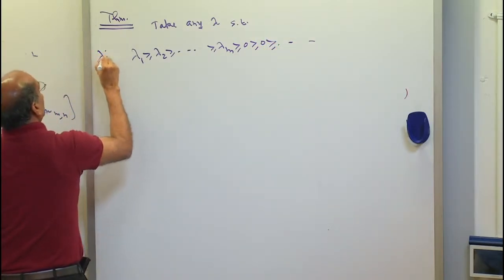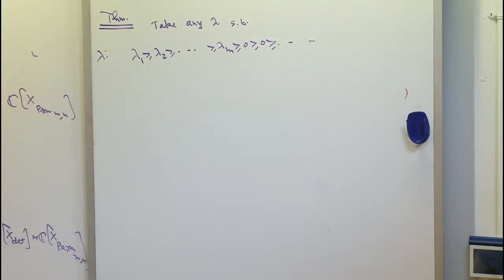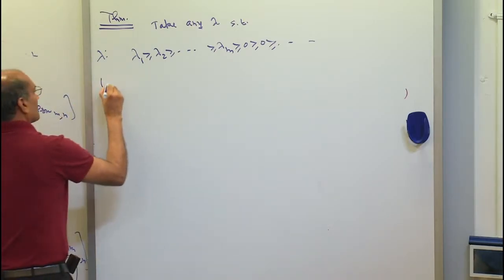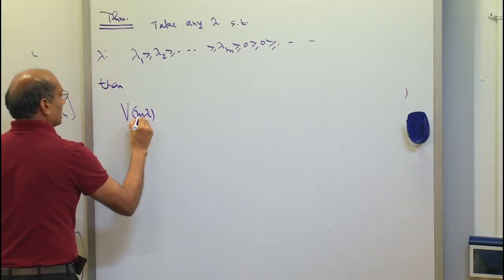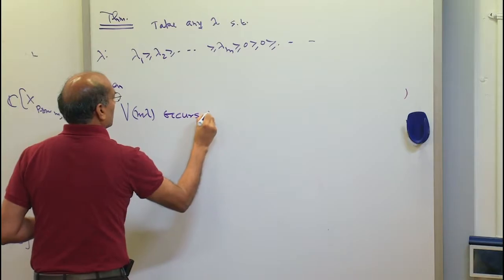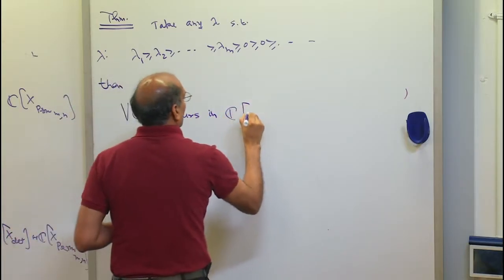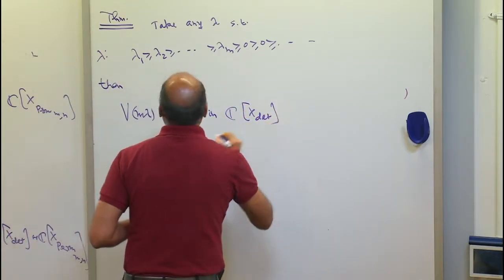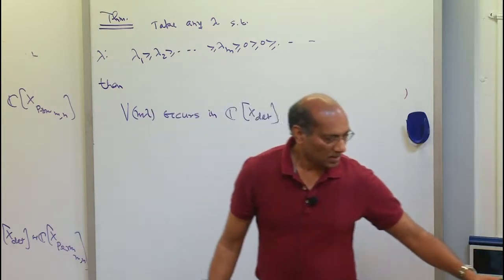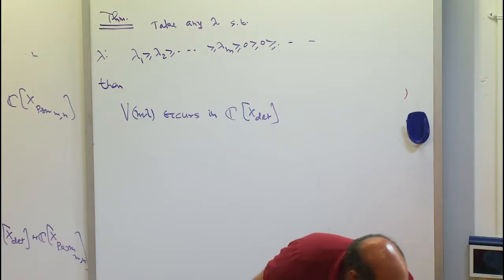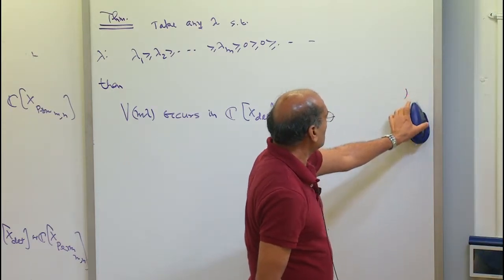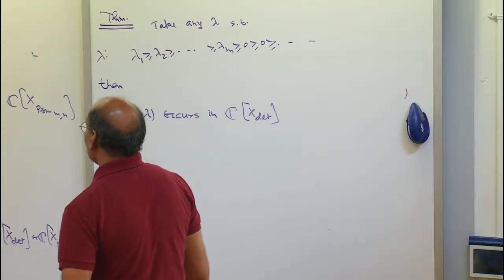This is lambda. Take any lambda of this form, then the m lambda occurs in Cx det. Now let's compare these. Oops, sorry. So let's compare all these lemmas and results.